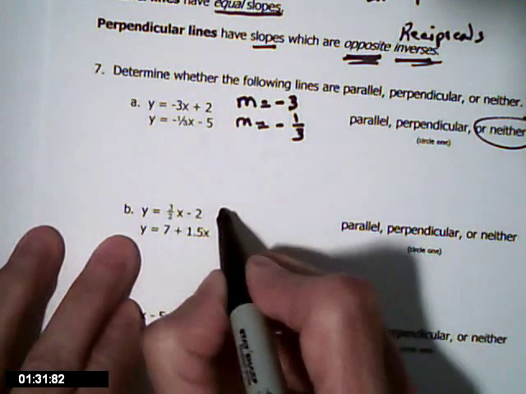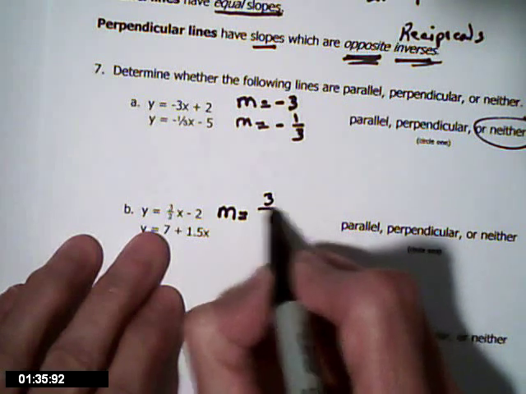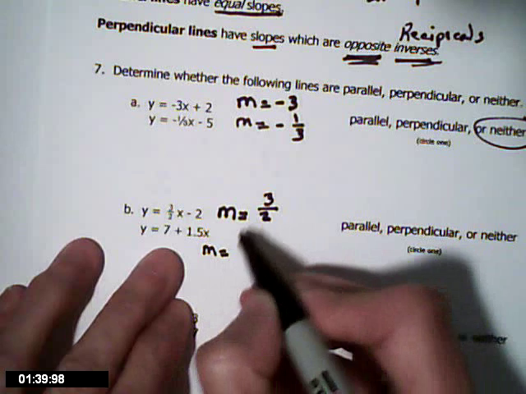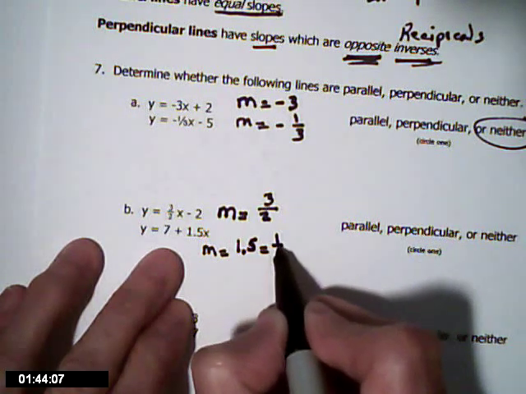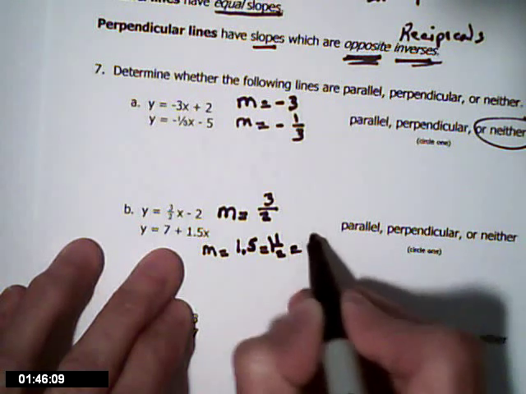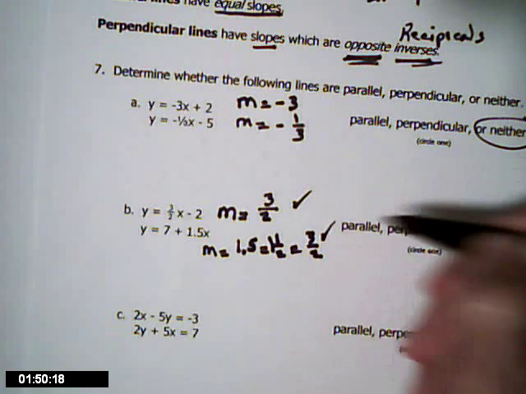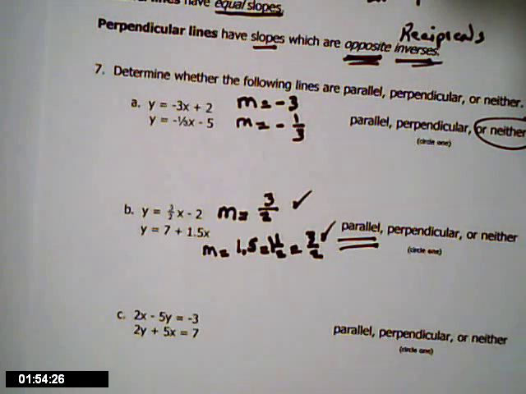In this one, they're in the right form, so the slope of the first one is 3/2. Now in the second one, remember, slope is in front of x, so that's 1.5, which is 3/2. Now if you notice, this slope and this slope are identical, the very same, so these lines would be parallel if we graph them.